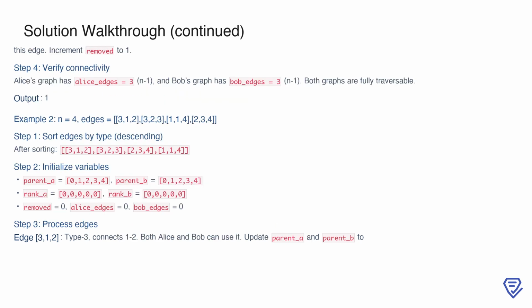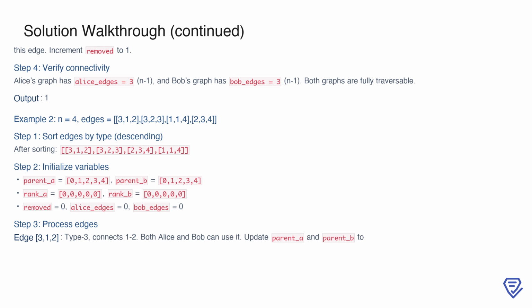At this point, we verify the connectivity of the graph for both Alice and Bob. For Alice, her graph has 3 edges, which is equal to n-1, meaning her graph is fully traversable. Similarly, Bob's graph also has 3 edges, satisfying the same condition. Since both graphs are fully traversable, the solution for this example is the number of edges removed, which is 1.